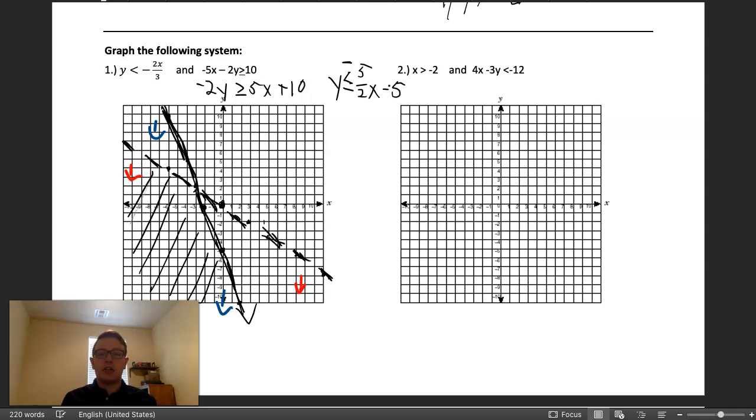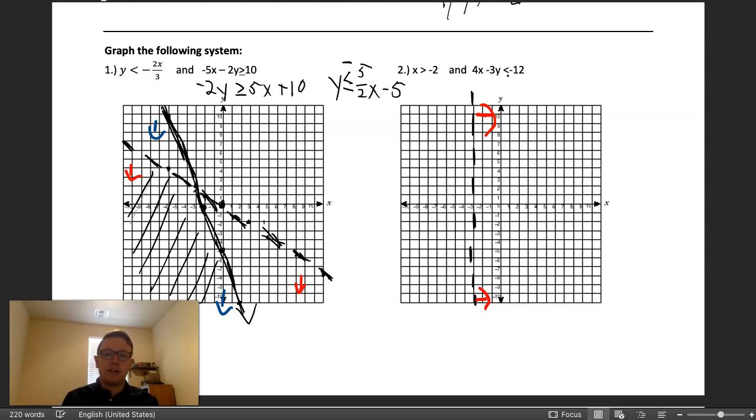Go ahead and try problem number 2. Remember, x is greater than minus 2 will just be a vertical line. Now for this one, x is less than minus 2. We're going to draw a dashed line going up and down at minus 2. And greater than. 0 is going to be greater than minus 2, meaning we're going to shade to the right.